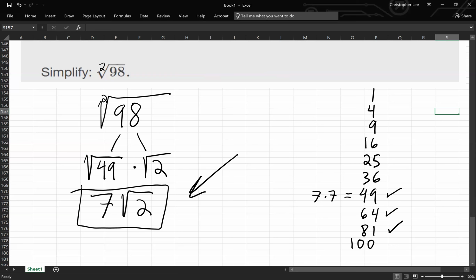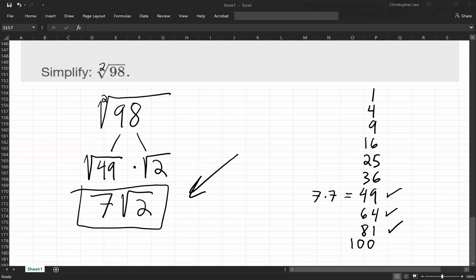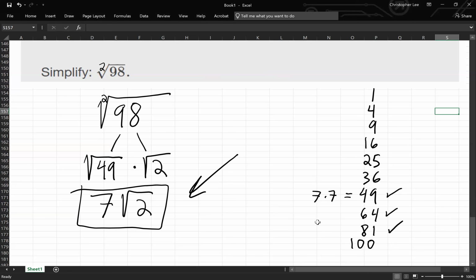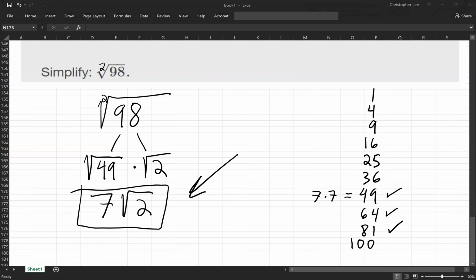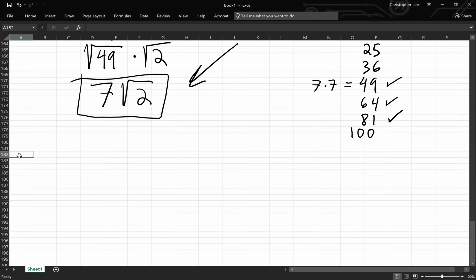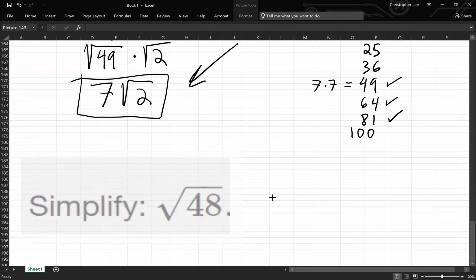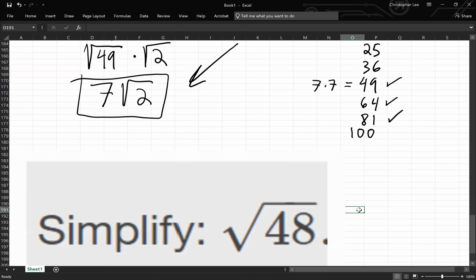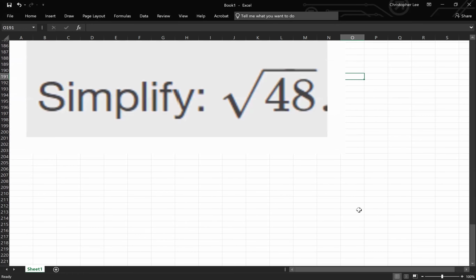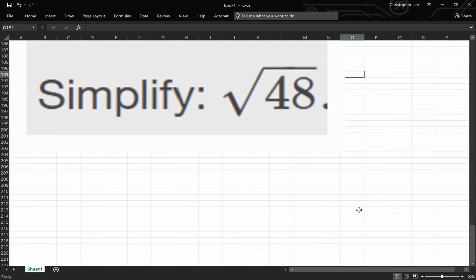All right. Does anybody have any questions on this? Would you guys like to see one or you feel like we could move on? We can do another one. All right, let's do another one. This next one's a little bit harder, but I feel like we could do it. I want to simplify the square root of 48. Give you guys a minute to try it. I'm thinking about it on my end as well.